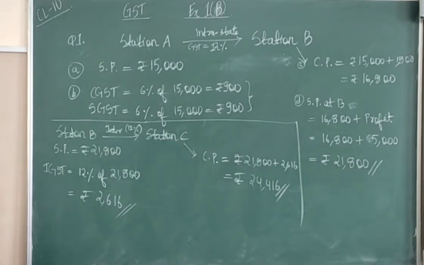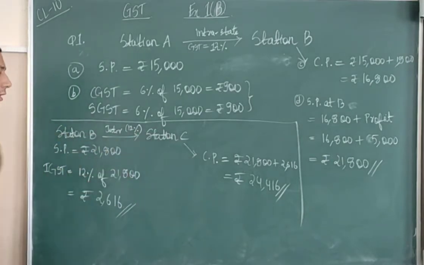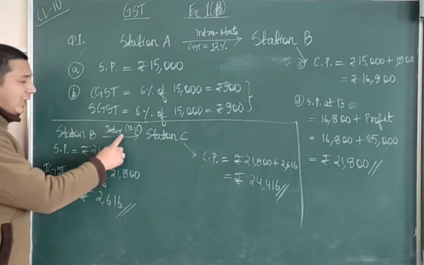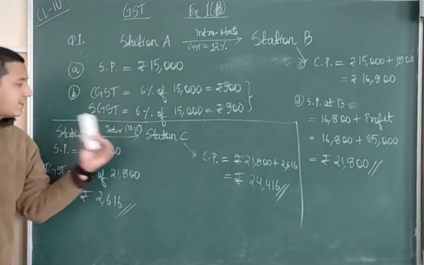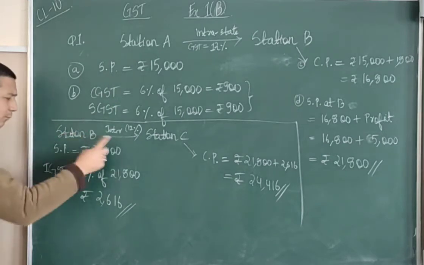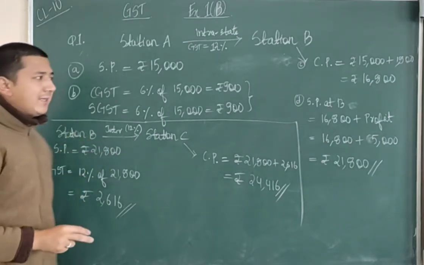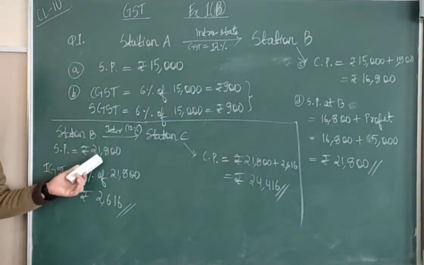Alright, further, the same goods is now been transferred or moved from station B to station C under interstate transaction with the rate of 12% as GST. Okay, now the case has been changed from intra to inter. From B to C, the case is inter. Okay, the rate is same. What was the selling price at station B? The selling price at station B was 21,800.